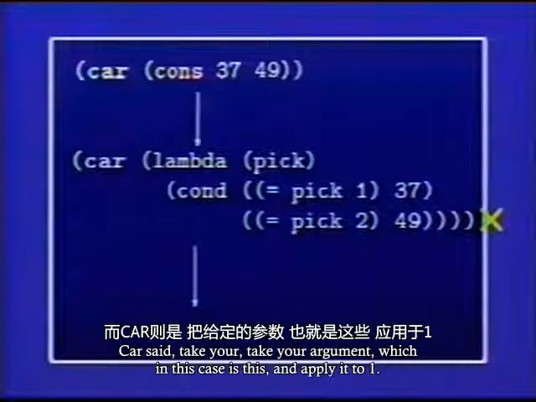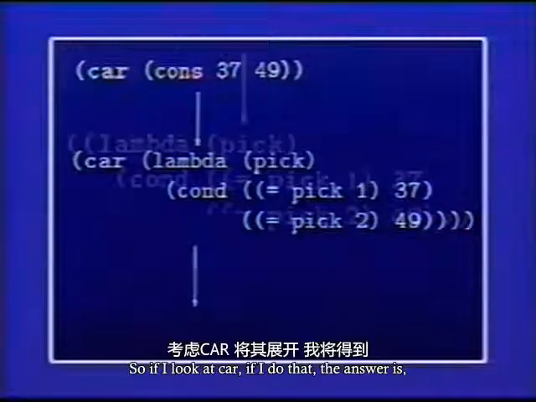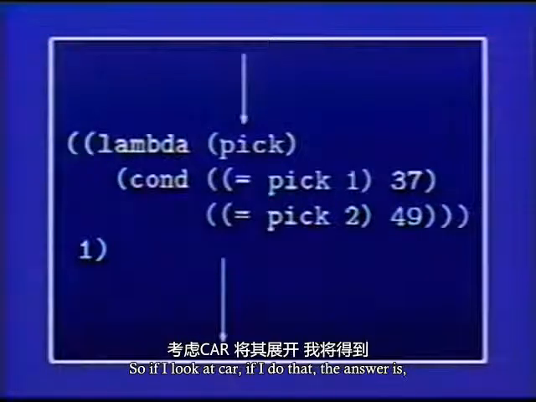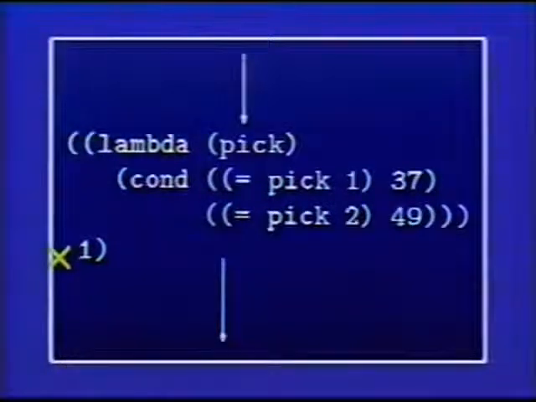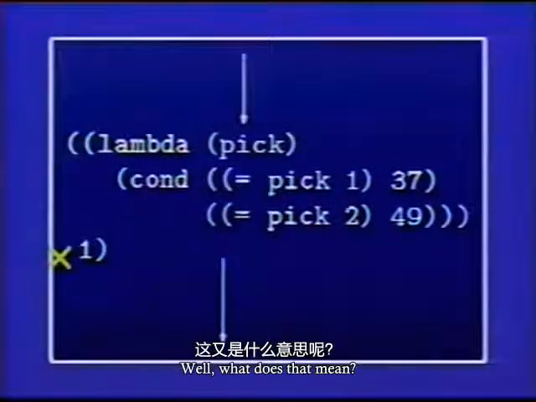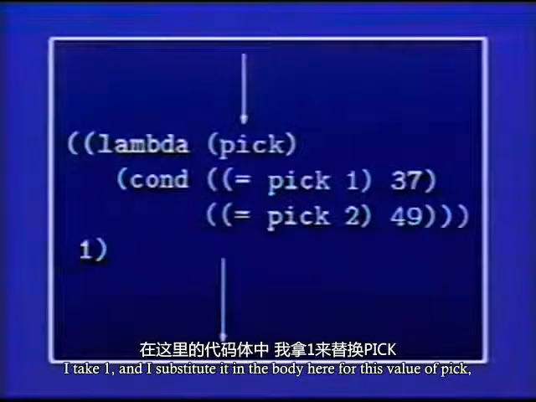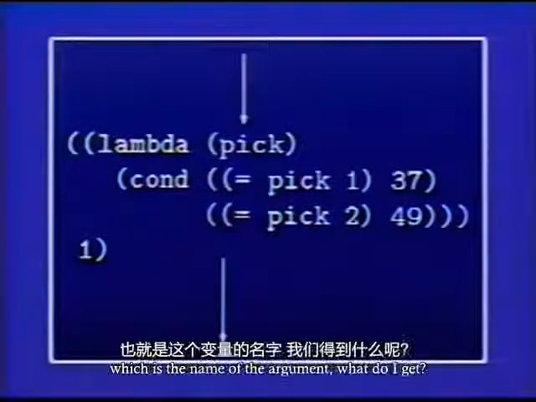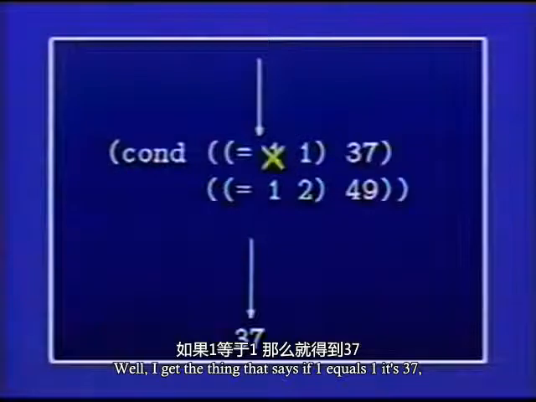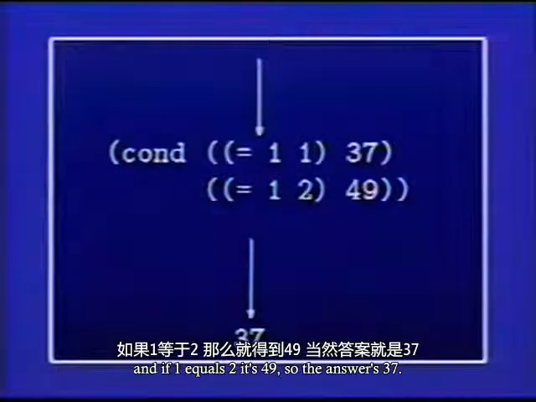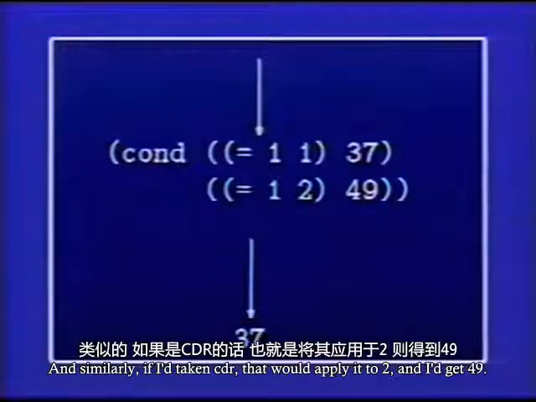Well, what does this reduce to? Car said, take your argument, which in this case is this, and apply it to 1. That was the definition of car. So the answer is that argument, applied to 1. Well, what does that mean? I take 1 and I substitute it in the body here for pick, which is the name of the argument. And what do I get? I get the thing that says if 1 equals 1, it's 37, and if 1 equals 2, it's 49, so the answer is 37. And similarly, if I'd taken cdr, that would apply it to 2, and I'd get 49.